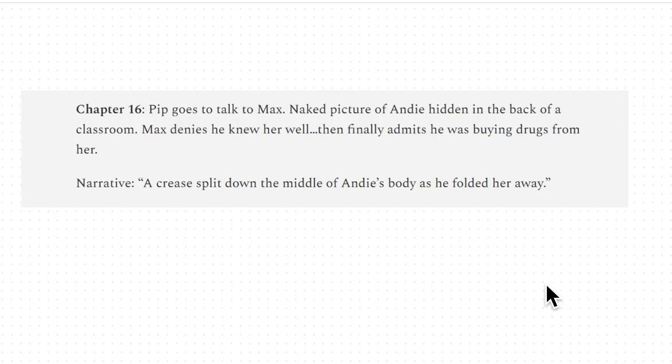"A crease split down the middle of Andy's body as he folded her away." This last line, the imagery, reminds us of the current state of injustice, the sadness of Andy's body not being found, not being given a proper burial, and the killer's current attempts to keep her real story from coming to light. At least that's what the imagery means to me. We're folding her away. We're showing that she has not been respected or given dignity in this situation.